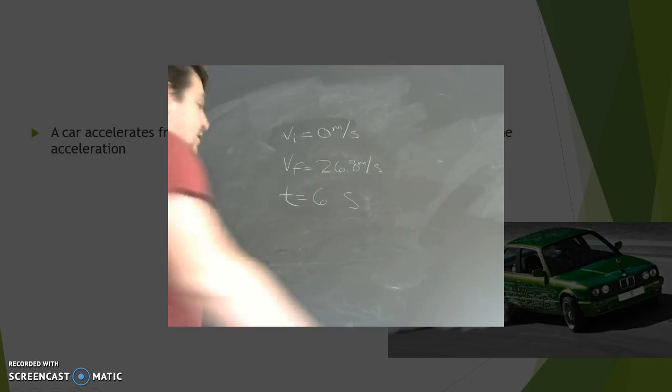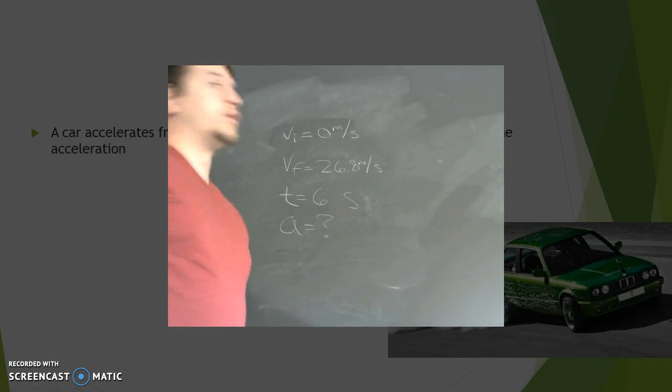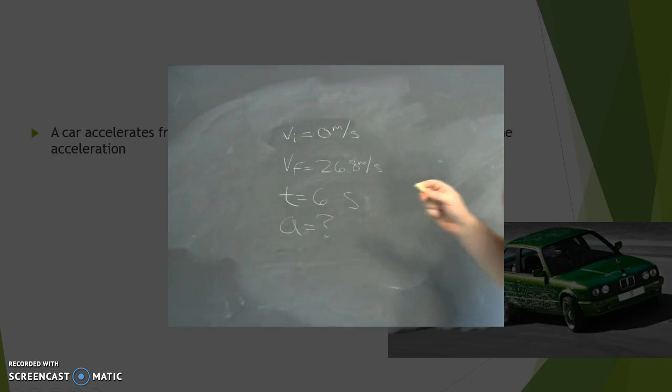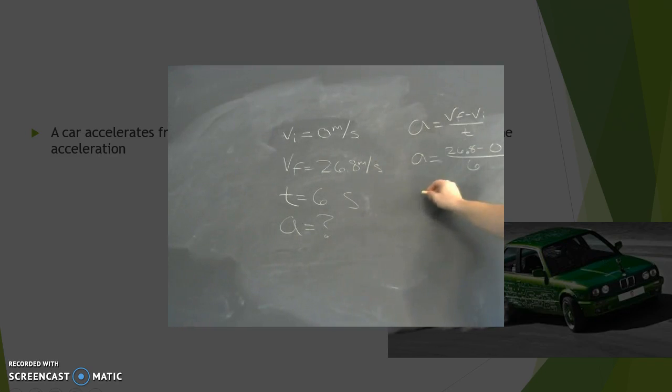Alright, from there, it then asks us to solve for acceleration. So we're going to look at our acceleration equation, which is a equals Vf minus Vi all over t. Okay, we'll plug in. Our acceleration stays the same because we do not know it. Our Vf is 26.8. Our Vi is 0. t is 6. So from here, a equals, and this simplifies to 26.8 over 6.